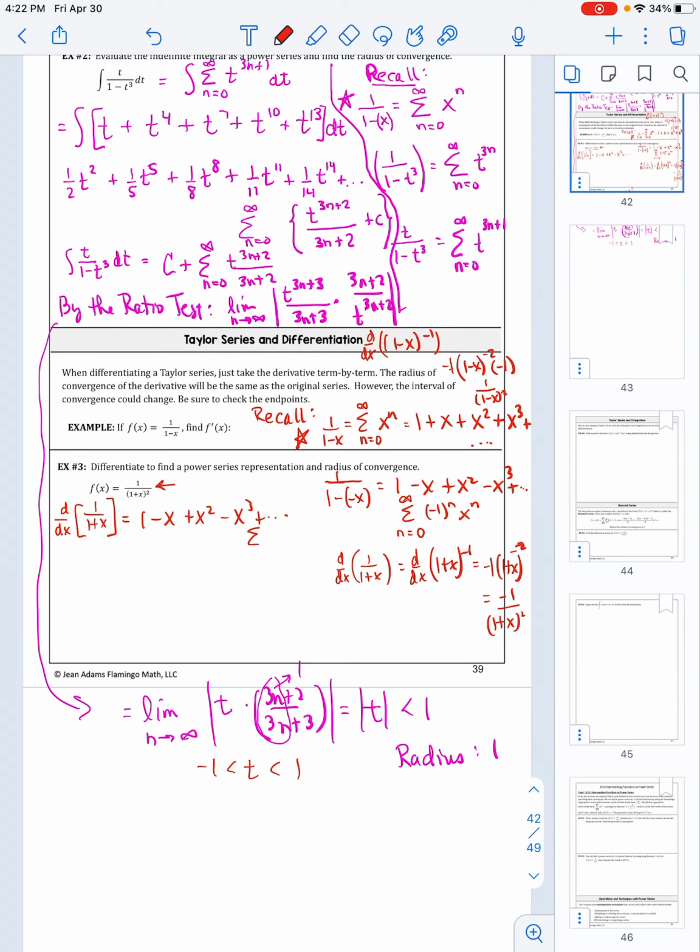And so we said that 1 over 1 plus x was 1 minus x plus x squared minus x cubed plus dot, dot, dot. And it is equivalent to the summation n equals 0 to infinity of (-1) to the n times x to the n, okay? Well, if I'm going to take the derivative of that, I'm going to take the derivative of this.